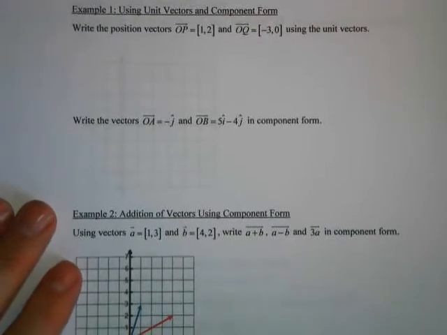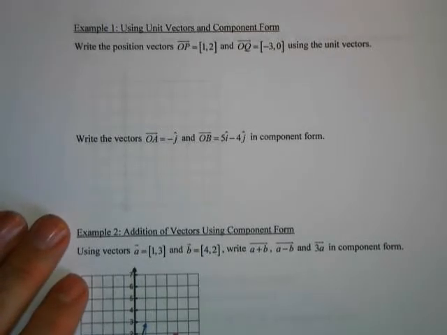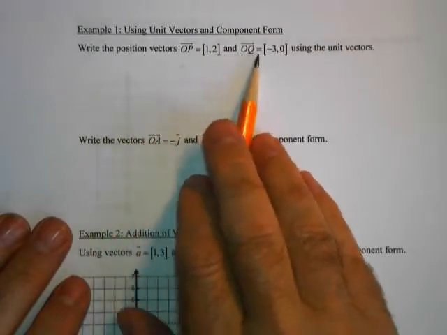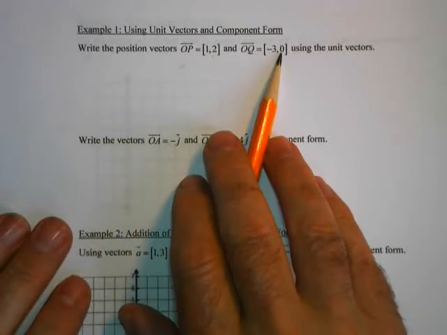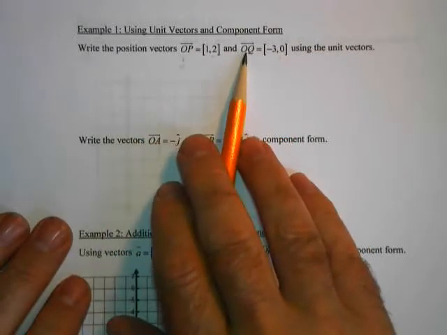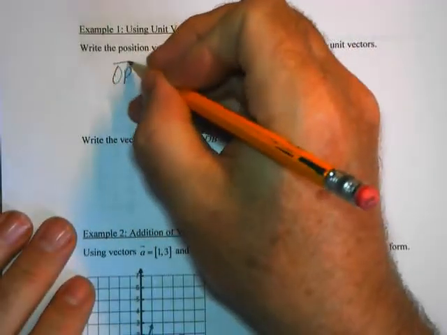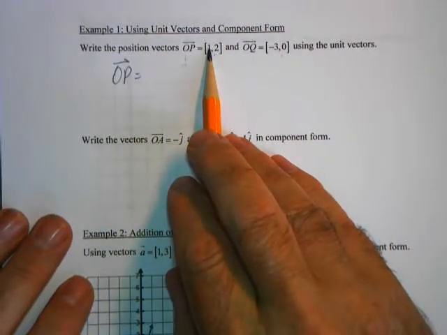So we want a little bit of practice going back and forth between using the component form, which is probably what we'll be using most, and the unit vectors i and j. So here we have position vectors OP and OQ. We've got the component form of them, and what we want to do is rewrite these in terms of the unit vectors. So this is pretty straightforward. For vector OP, we can tell from that first number that's the multiple of the i vector, which is the unit vector along the x-axis.